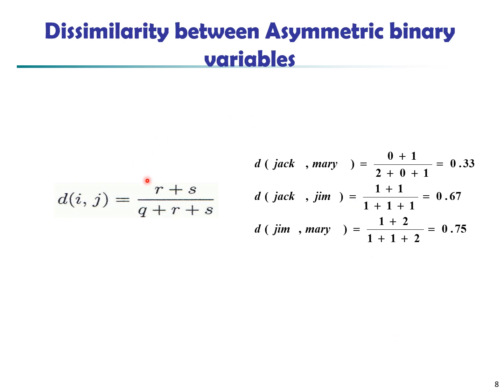Now, for the same example, if you want to calculate the dissimilarity between asymmetric binary variables, you will have to generate the values of R, S, and Q. You don't need T, because the formula only requires R, S, and Q. You will need to generate them, and you apply this formula, and then you will get these numbers instead as the dissimilarity matrix.